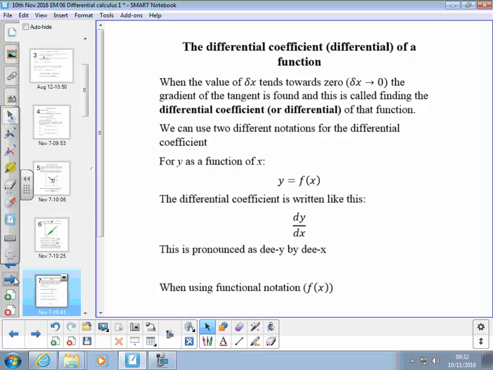So, the differential coefficient, the differential of a function. When this value of delta x tends towards 0, so as we make that change in x smaller and smaller, our chord is getting closer and closer to the actual slope of that function. We can use two different notations for the differential coefficient. Once delta x tends to 0, we end up with what's called the differential coefficient. For y as a function of x, we can write the differential coefficient like this, dy by dx, as you said, Jay. That's how we would pronounce it, dy by dx. It's the rate of change of y with x.